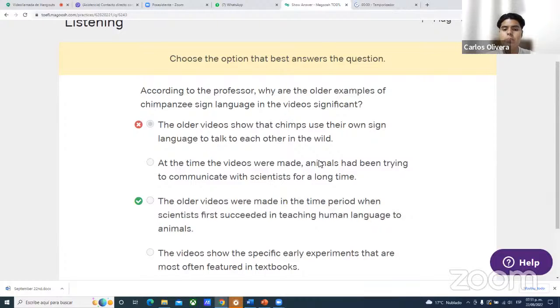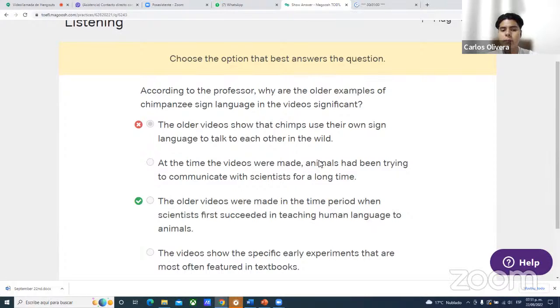So the correct answer is this one, that these videos were made in a period when scientists first succeeded in teaching these languages. And the first one is not correct. The other option says that in the videos chimps use their sign language to talk to each other in the wild.